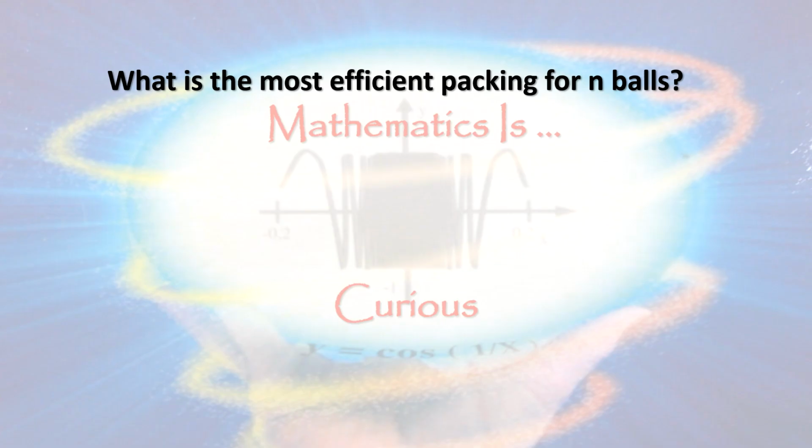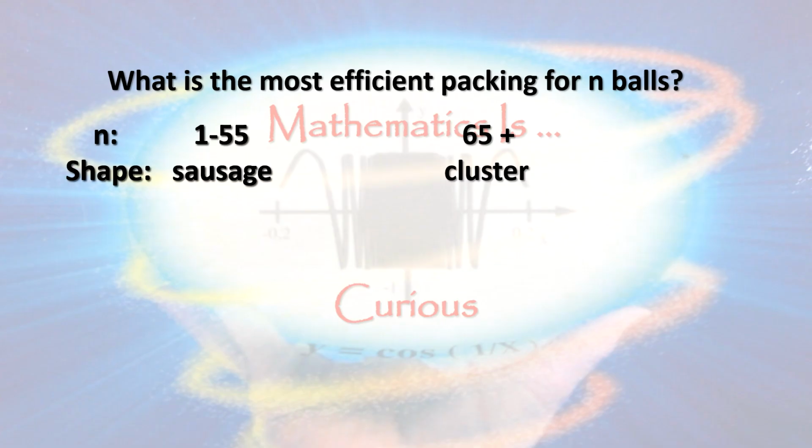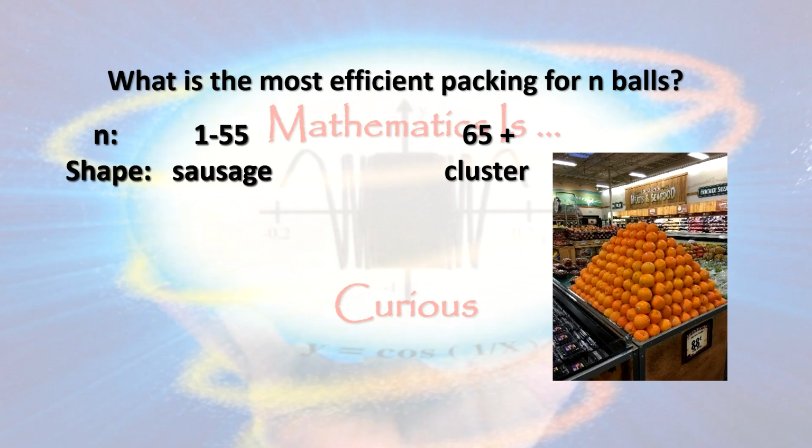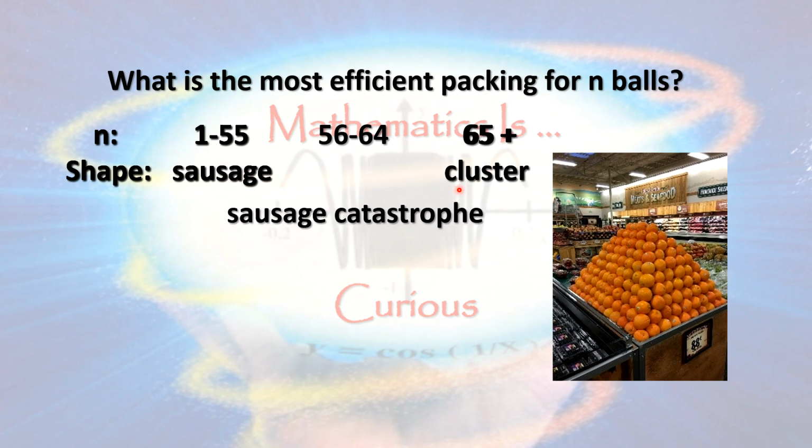The answer is surprising. For 55 balls or fewer, the sausage tube is optimal. For 65 or more balls, a cluster, think of a supermarket stack of oranges, is better. In between 56 and 64, it oscillates, with the sausage being better for 57, 58, 63, and 64. Now, before chaos theory came into prominence, the term for a sudden change in behavior, like the change in optimal shape, was catastrophe. So this result is known as the sausage catastrophe.